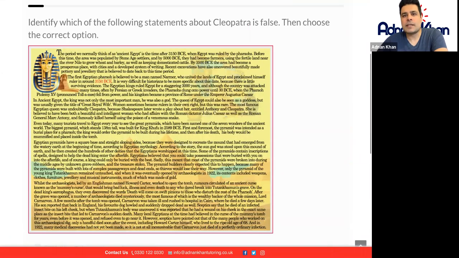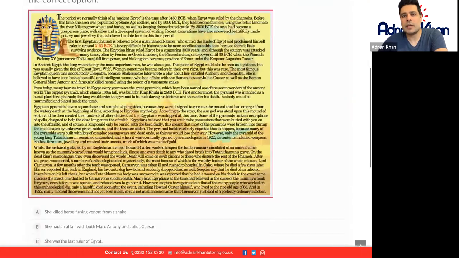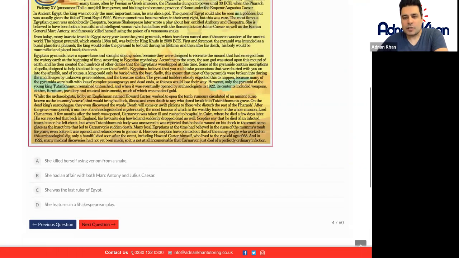Let's have a look. So identify which of the following statements about Cleopatra is false. Then choose the correct answer. So Cleopatra, who was a queen at the time. And that's question number 4. Well, in this case, we can see that she was the last ruler of Egypt. We know that is not true because there were other pharaohs that actually came after Cleopatra as well. So let's just select this particular answer now, answer C, and go on to the next one.